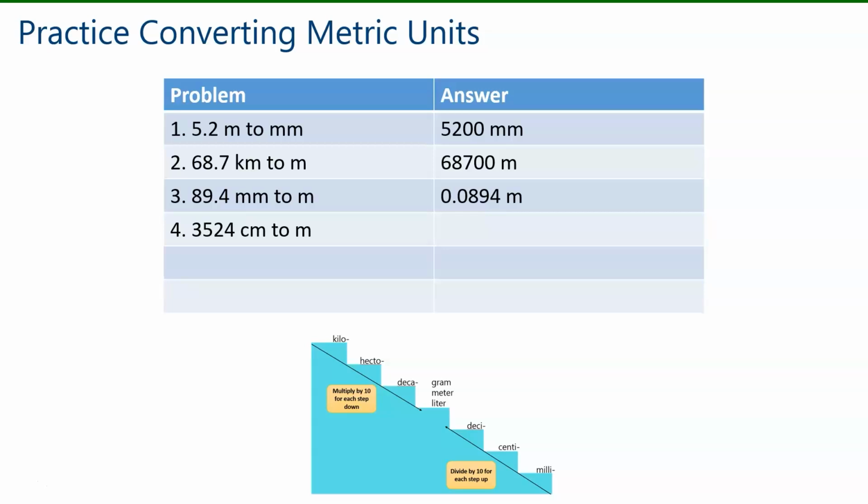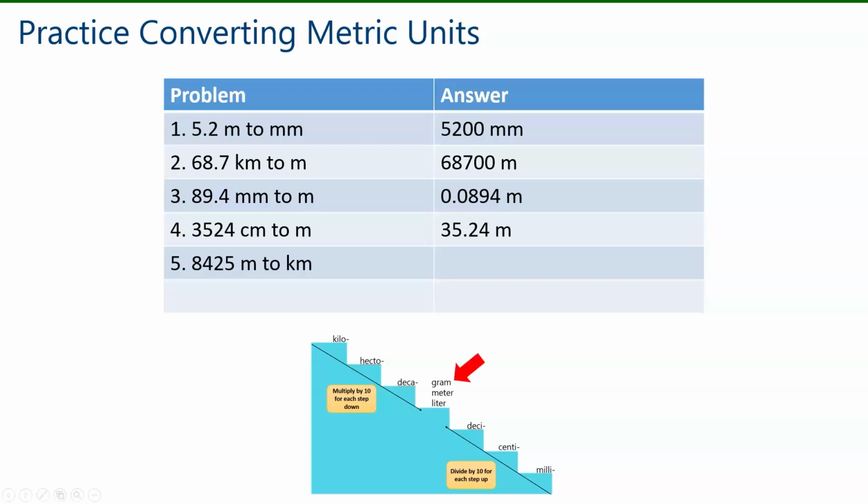Number 4, convert 3,524 centimeters to meters. Let's look at the answer. To convert centimeters to meters, we are going up 1, 2 steps. Going up means we divide. We divide by 10 and then divide by 10 again, or move our decimal 2 places to the left to get 35.24 meters.